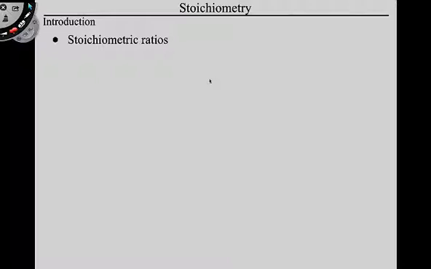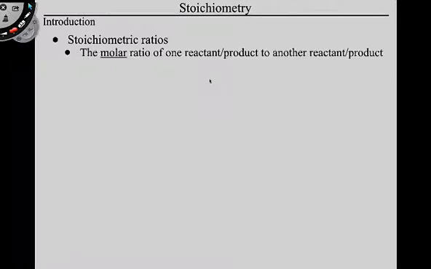So guys, what is a stoichiometric ratio? Well, here's the thing. You've been doing stoichiometric ratios all along in this unit. So let me define it for you. A stoichiometric ratio is the molar ratio of one reactant or product to another product or reactant in a balanced equation. So guys, the bottom line is when you have been balancing equations, you have been creating stoichiometric ratios. You just didn't know it.